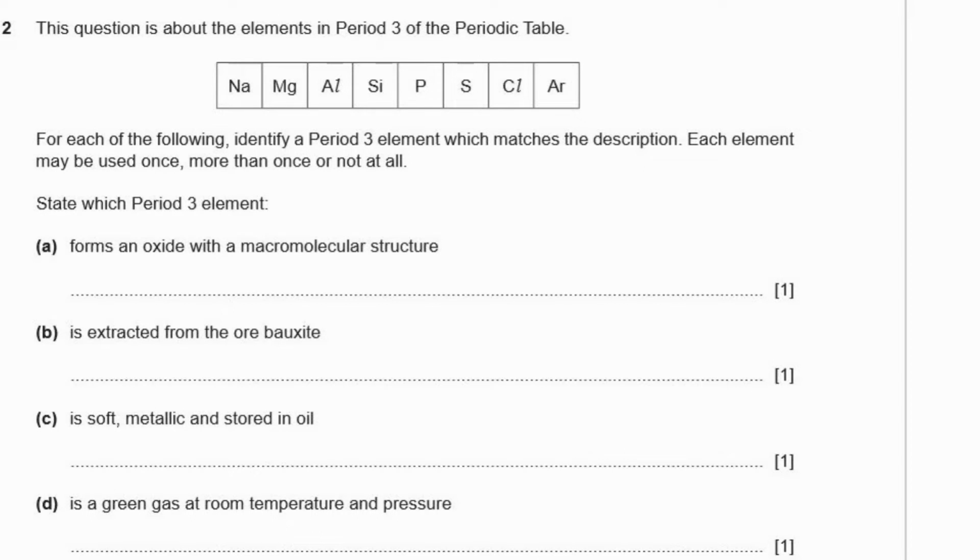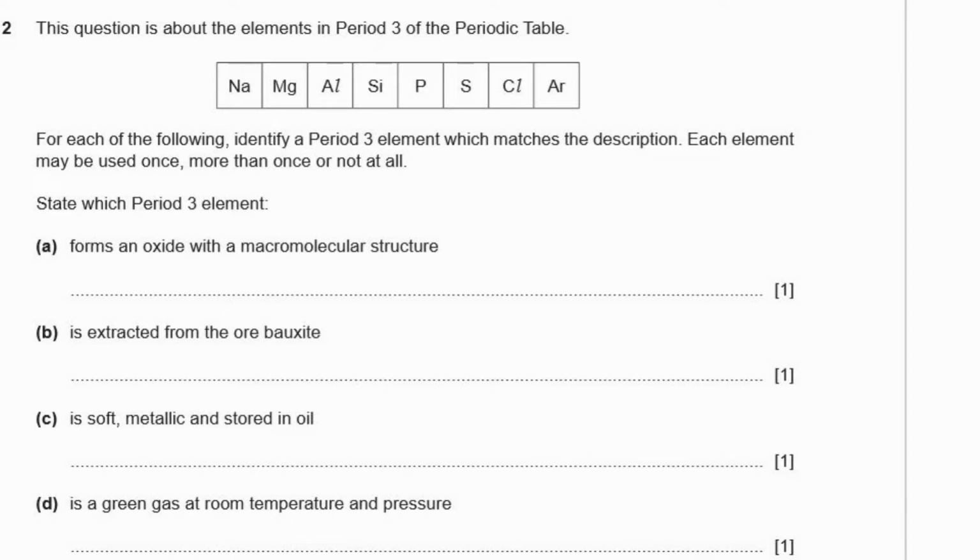Question 2. This question is about the elements in period 3 of the periodic table. We have sodium, magnesium, aluminium, silicon, phosphorus, sulfur, chlorine, and argon. For each of the following, identify a period 3 element which matches the description. Each element may be used once, more than once, or not at all. State which period 3 element A forms an oxide with a macromolecular structure.